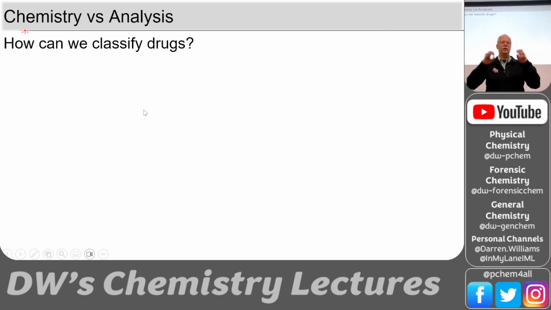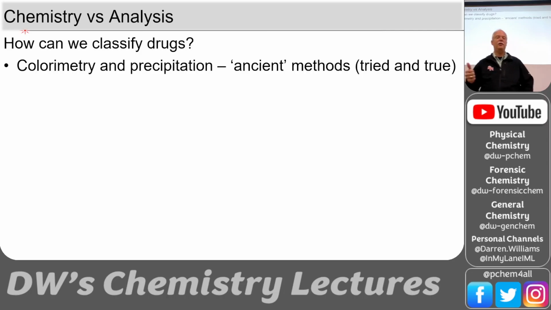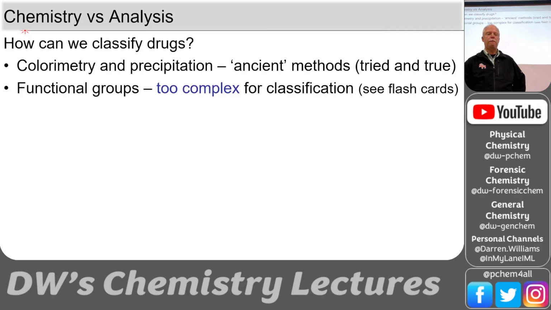Presumptive tests really classify drugs. Like, you might not know which opiate, but you'll get a hit for opiates. You might not know which cannabinoid, but you'll get a hit for cannabinoids. So this is one way to classify drugs. Colorimetry and precipitation, these are tried and true methods. Okay, getting color changes according to the drugs or the substances, looking at their color directly with reflectance spectroscopy.